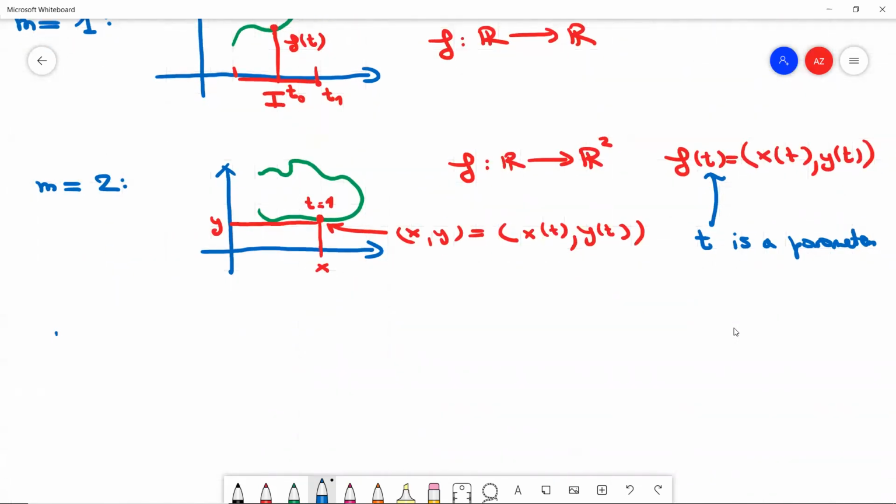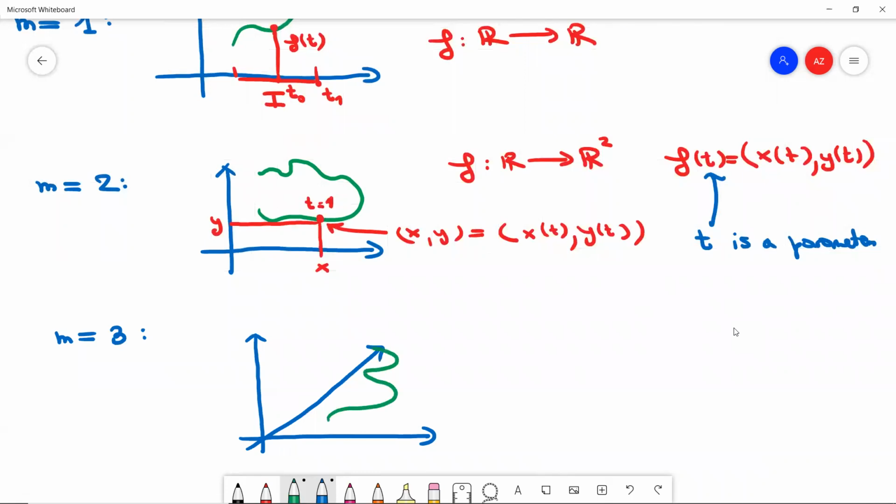And for example, for m equal to 3, I have a three-dimensional space and then a one-dimensional object in the space, for example, some curve within the space. So this is a point x, y, z at some value of the parameter t.